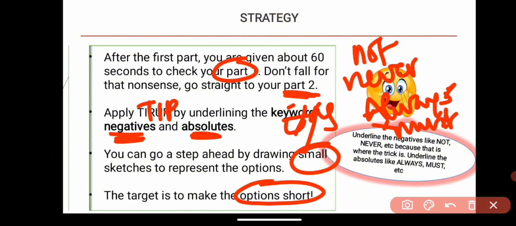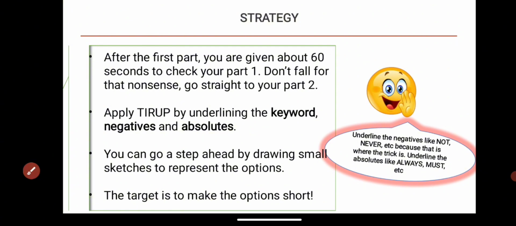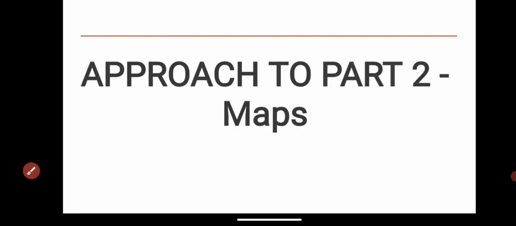The target is to make the options short before they start the conversation. Please underline the negatives like not, never, because that is where the trick is. Always underline the absolute like always and must. So that is where the catch is. Don't forget that, please. So we'll proceed to our approach in map reading in the next.